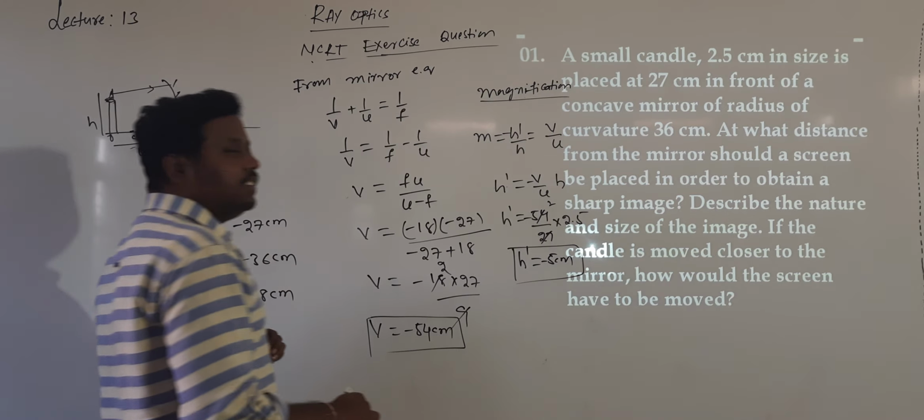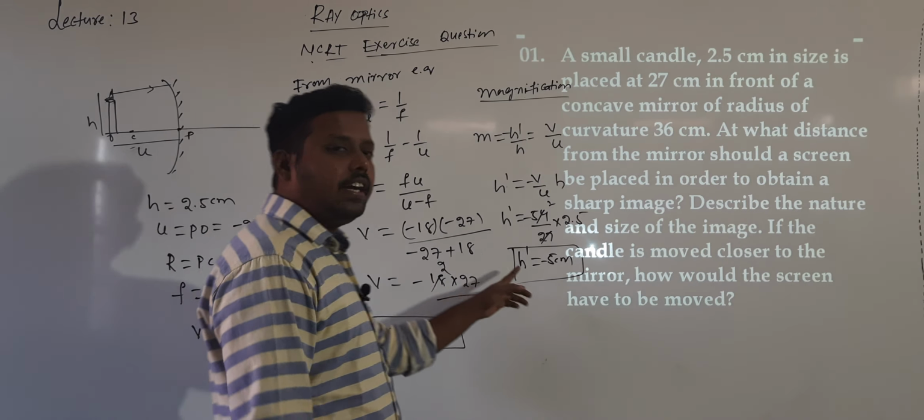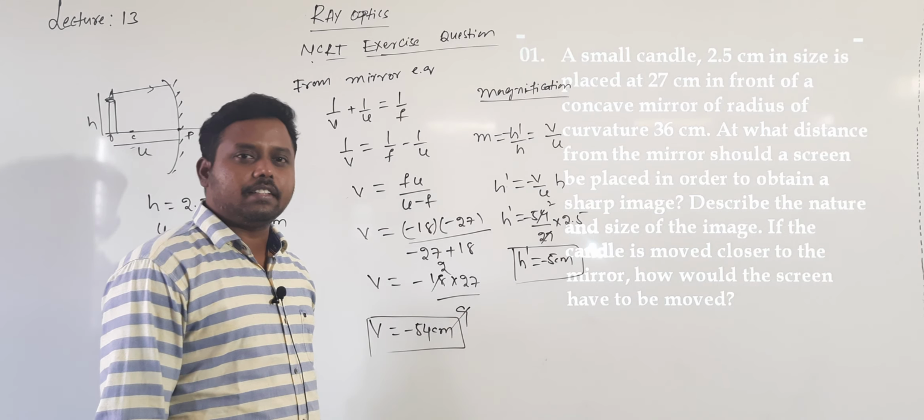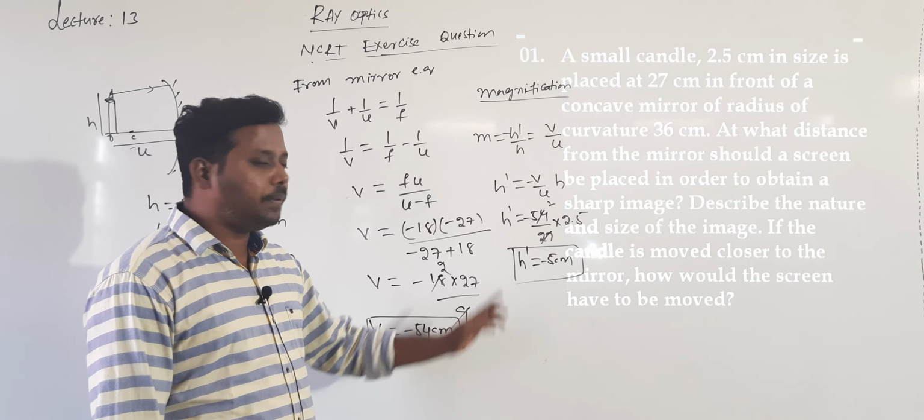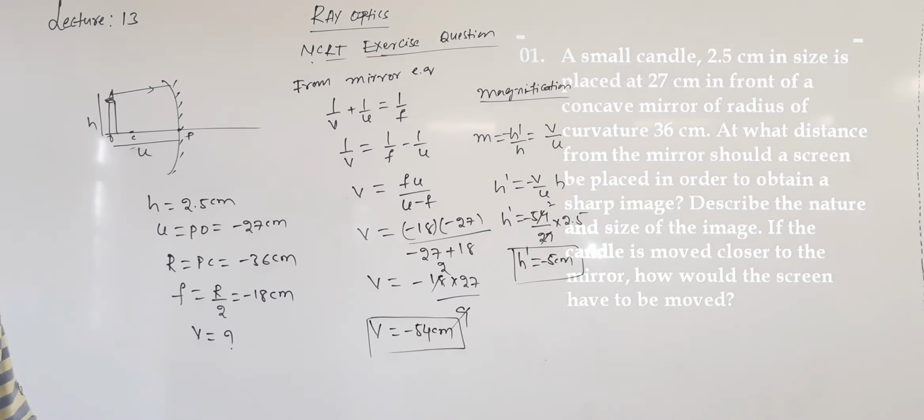What is this minus sign indicating? The minus sign indicates that the image formed by the concave mirror is inverted with respect to the object. The image is below the principal axis. So h' is equal to -5 centimeters.